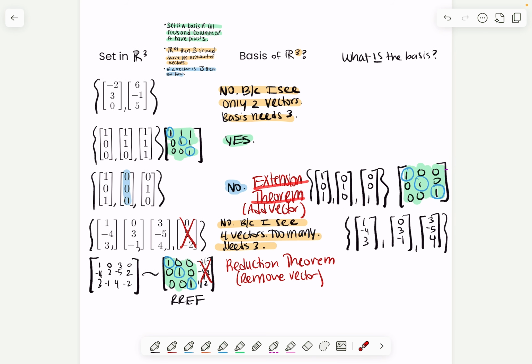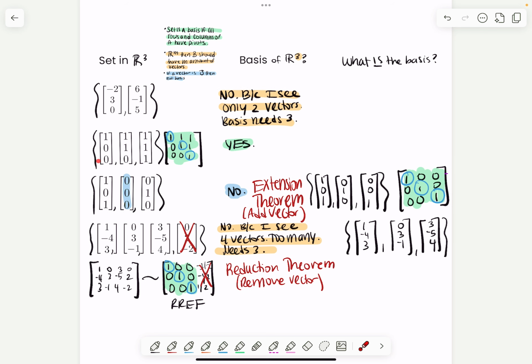Now this is called the extension theorem because we extended our set by adding a new vector until we got what we wanted, a basis, which is the opposite of the reduction theorem where we reduced our set by removing a vector until we got what we wanted, which was a basis. Now let's move on to this one. This is already a basis, so it's not applicable.